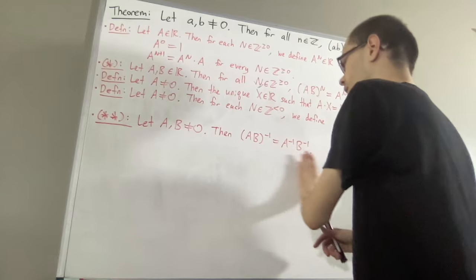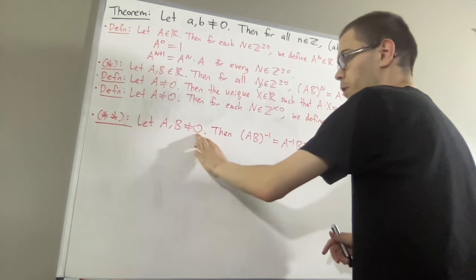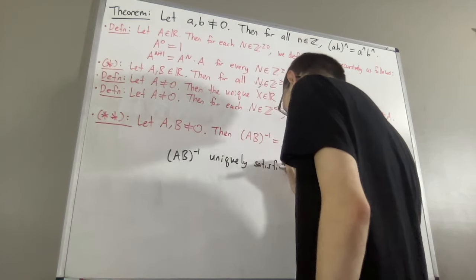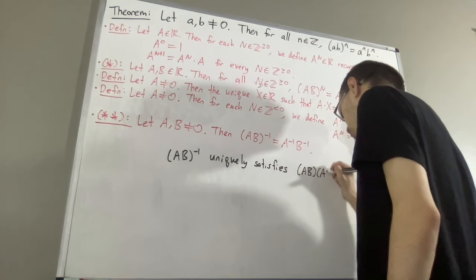So the way that you could prove this is by first noting, since a and b are non-zero, it follows that a times b is non-zero. So then, a times b must have a reciprocal. And by definition, the reciprocal of a times b uniquely satisfies ab times the reciprocal of ab equals 1. The reciprocal of a times b is the only real number that has this property.